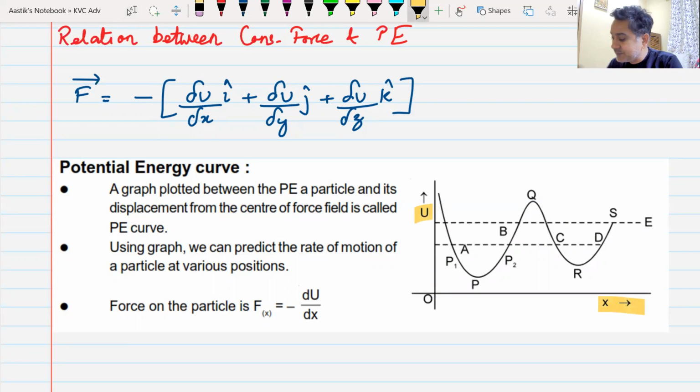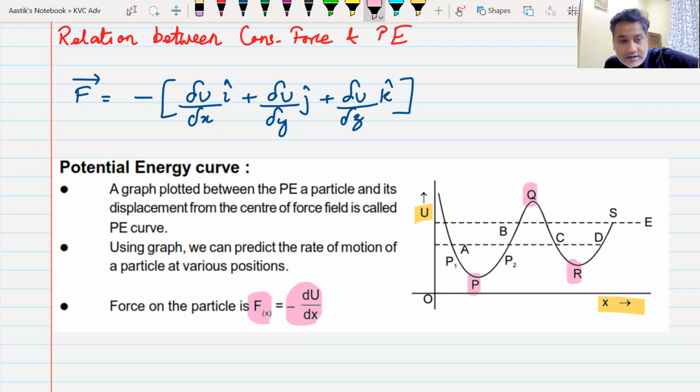Do we understand this? Now this graph is drawn between potential energy and x. And there are certain points that you can see, point P, point Q, point R. Now to find out the force on this particle, what do you do? Since it is only force along the x-axis, we can write it as minus del u by del x. Okay, do we get this? Yes, sir.